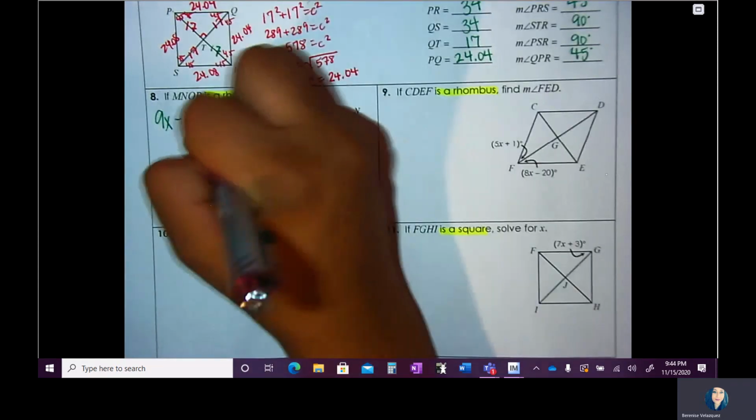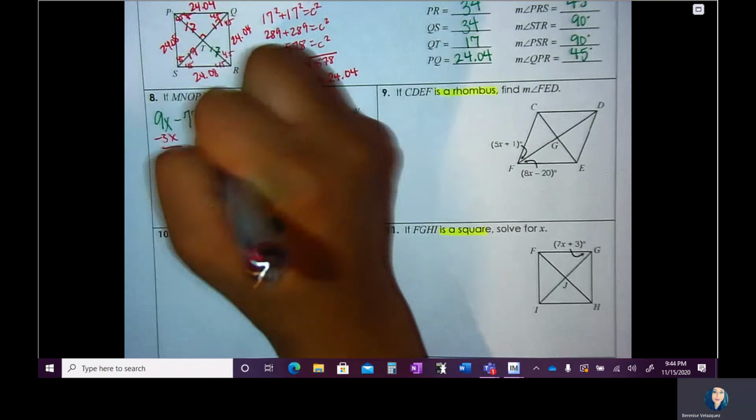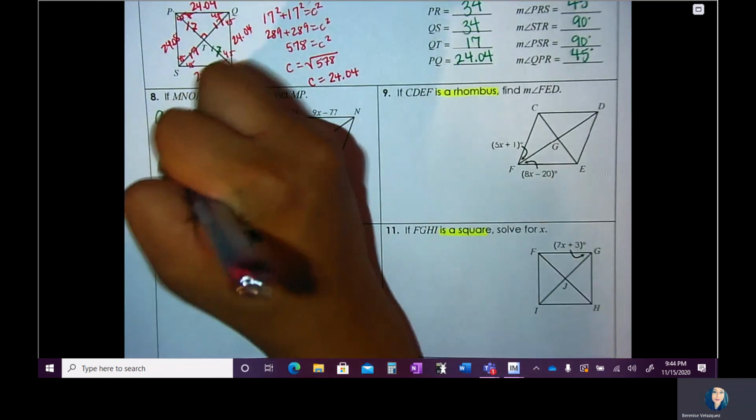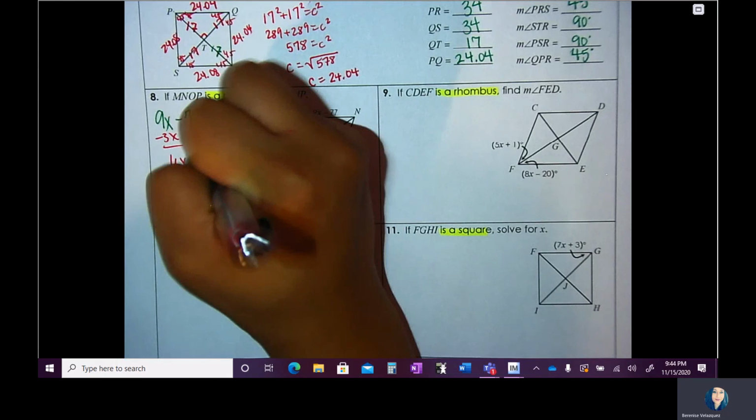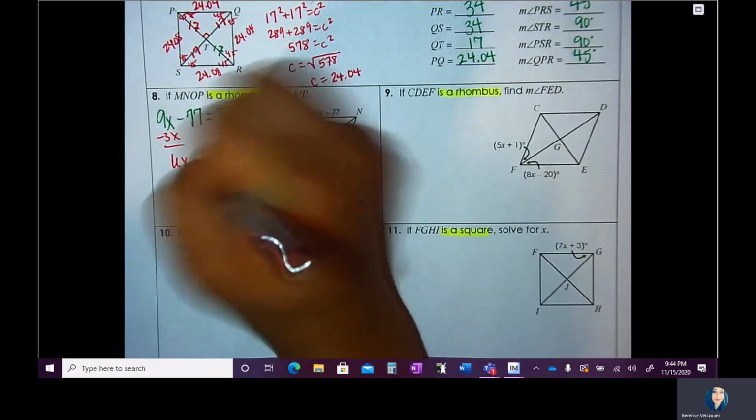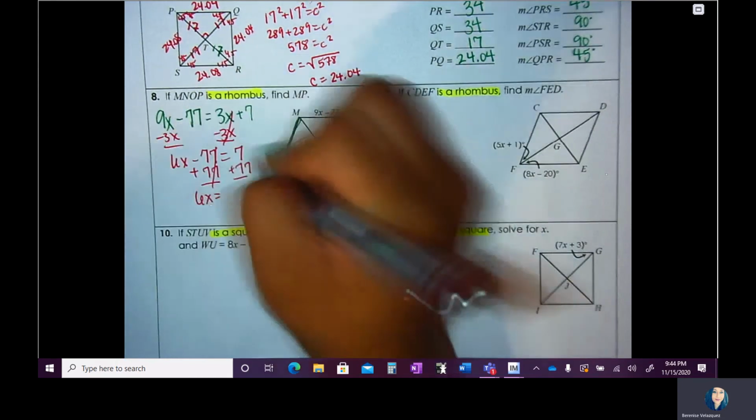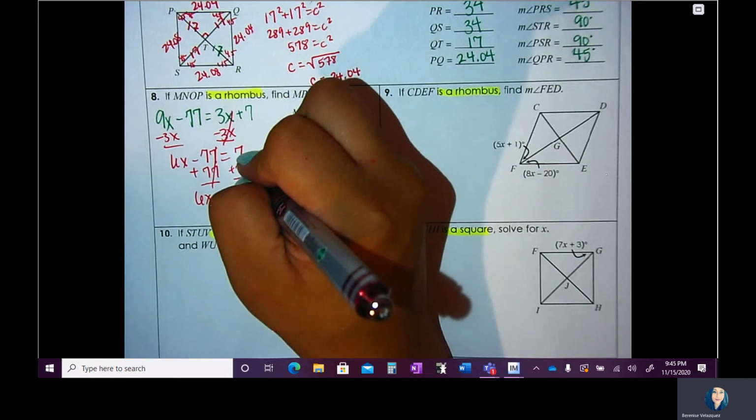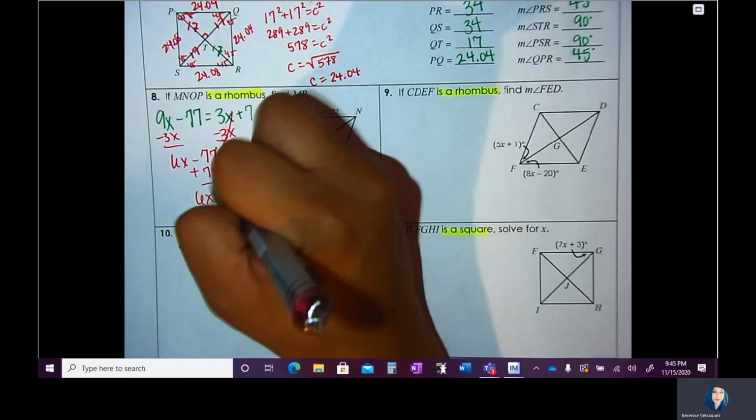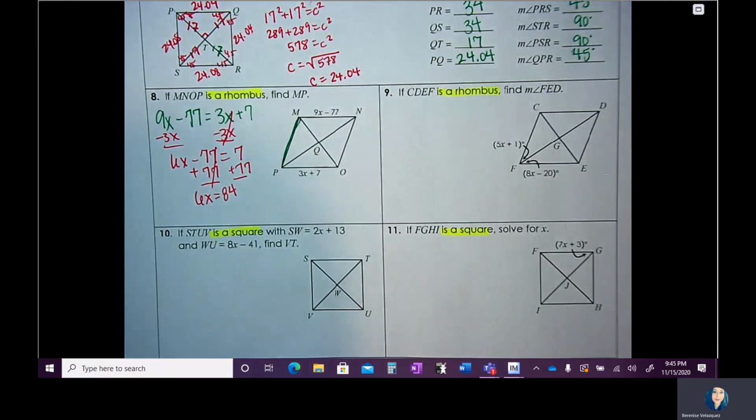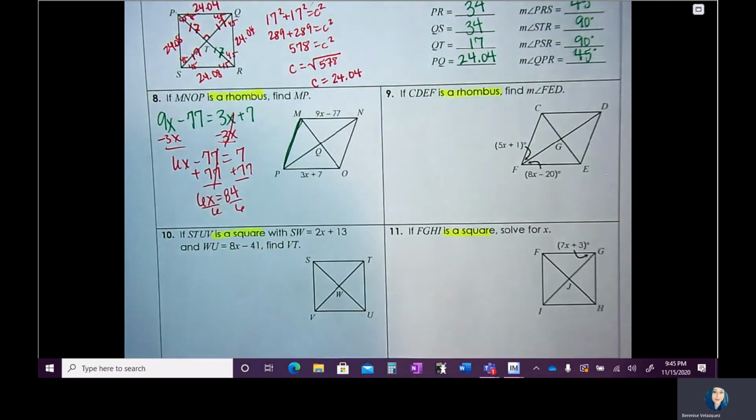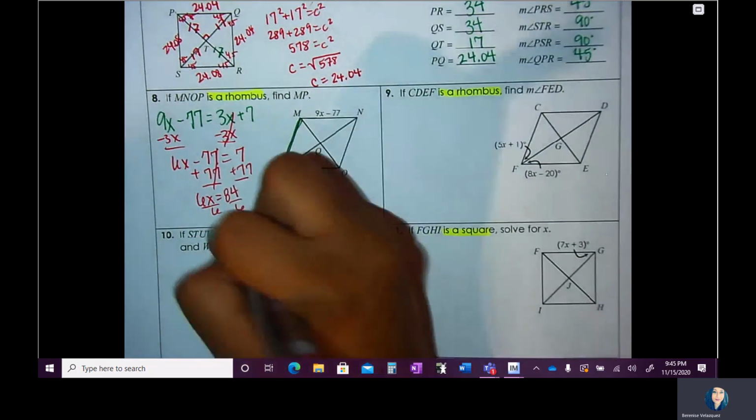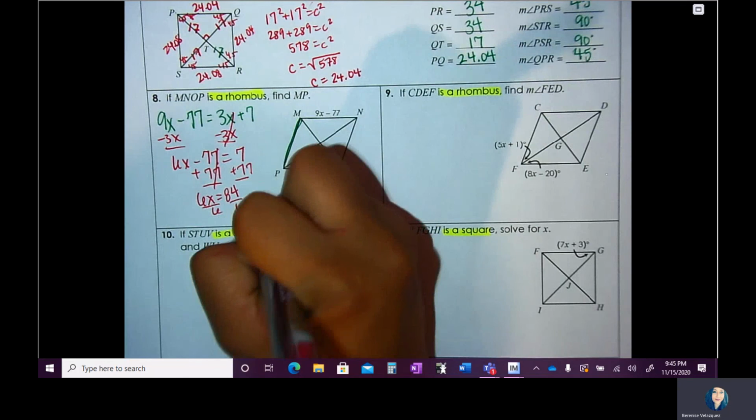Okay, so we're going to do the math on this one. 9X minus 3X is going to be 6X minus 77 is equal to 7. Add 77 to both sides. 6X is equal to 84, I believe. And then 84 hopefully divides by 6. I'm thinking it does. 84 divided by 6 is going to give me 14. Now this is not my answer.